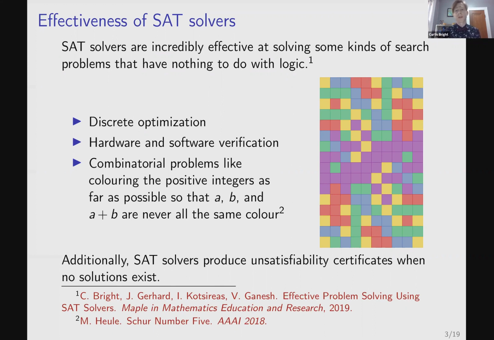They also produce unsatisfiability certificates. So when a problem has no solution, the SAT solver will produce a proof of that fact, and this proof can then be verified by a proof checker. All right, so this is an important property as well.